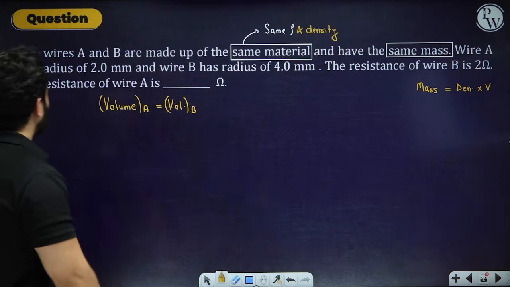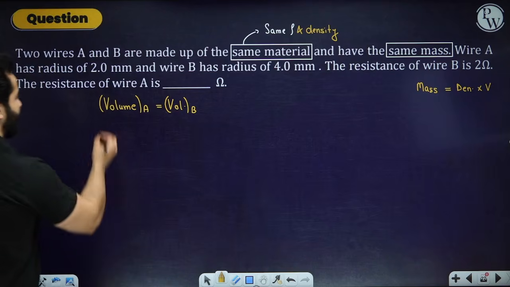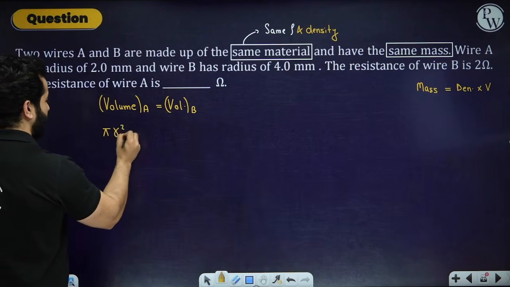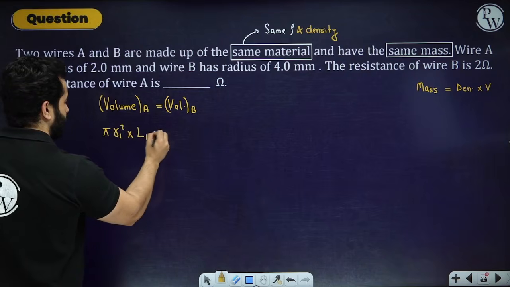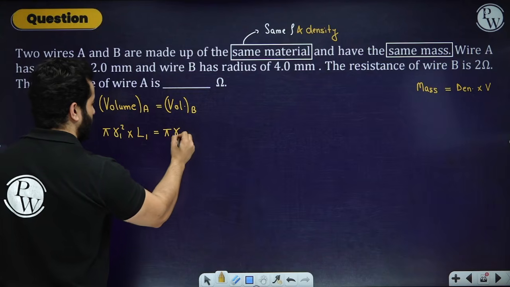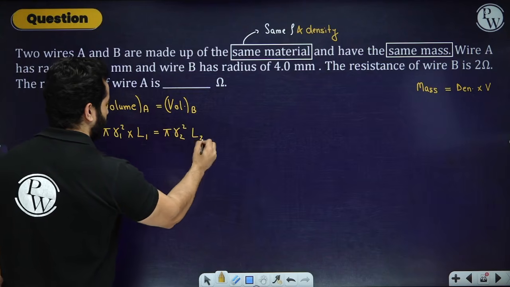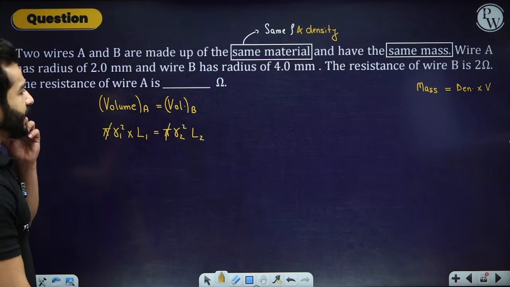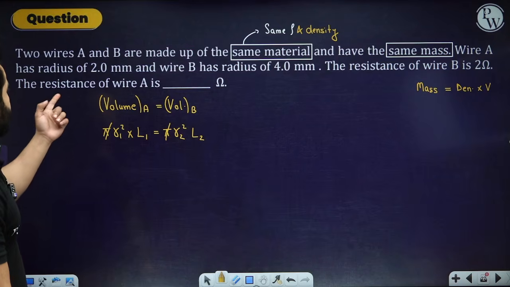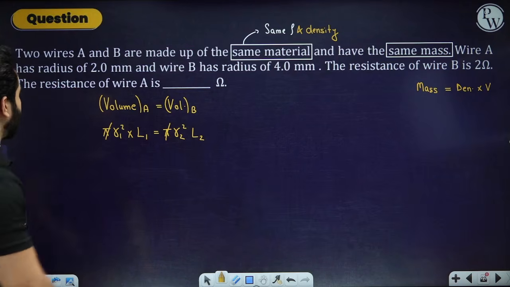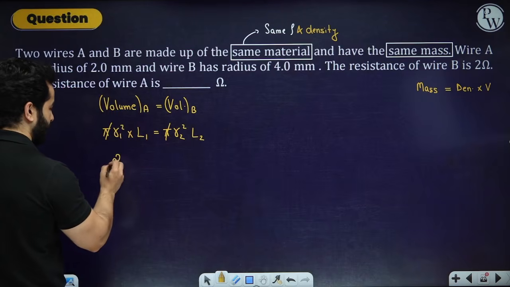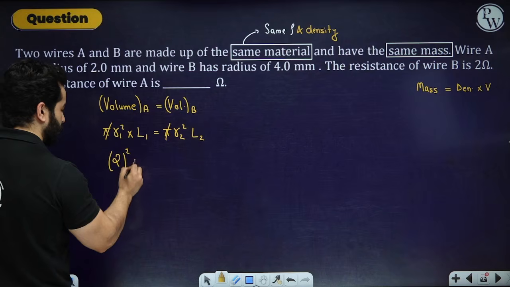Right? So if volume is the same, we are going to say that pi R1 square times L1 equals pi R2 square into L2. Pi can get cancelled out. After this, they are saying that radius is 2 millimeter. I am just going to simply write 2, not going to change the unit.